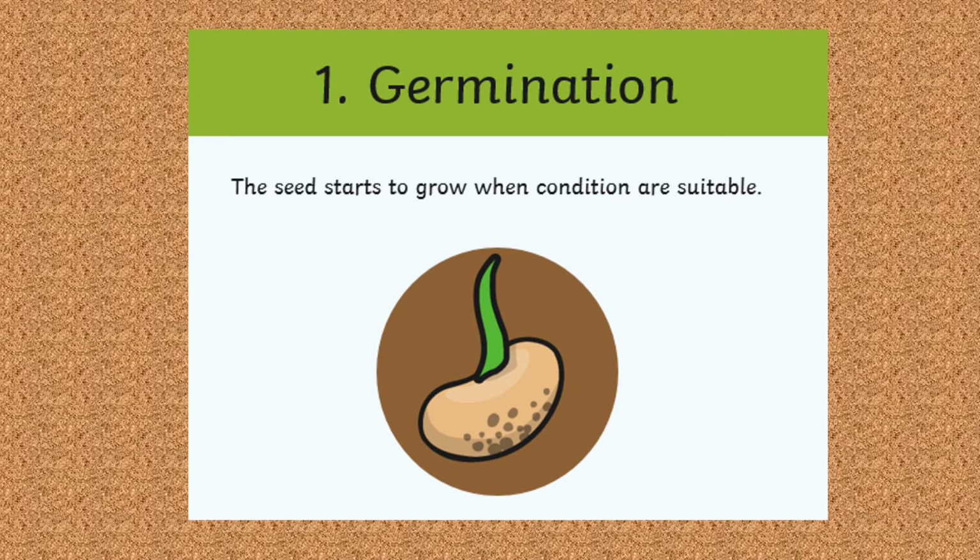Right, the first stage is germination. This is where we plant the seed, or we can even put the seed onto some wet cotton wool or paper towel. Germination is when the seed first begins to grow when the conditions are suitable. So the conditions that we discussed are: it needs warmth, it needs water, and it needs not nutrients yet, but it certainly needs warmth and water to start the germination process.